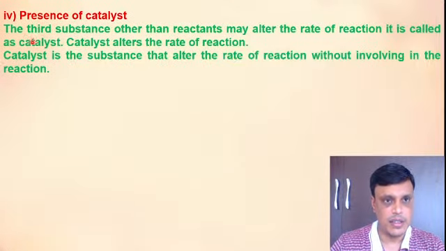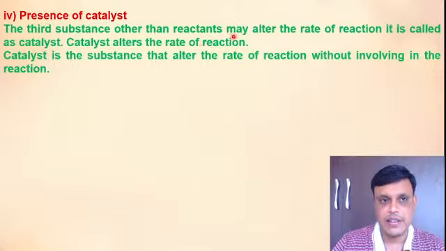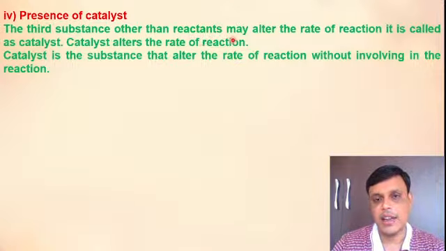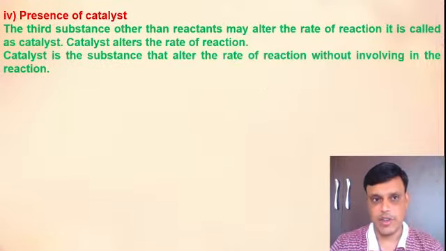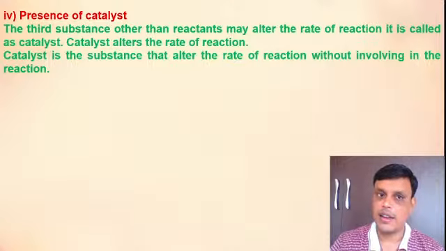Catalyst is a third substance other than reactants that may alter the rate of reaction. It is called a catalyst. So a catalyst alters the rate of reactions.